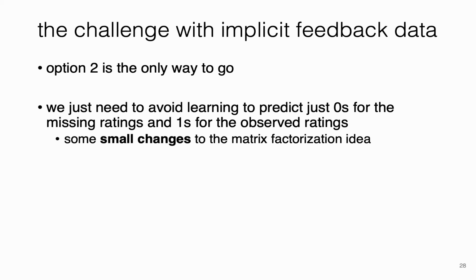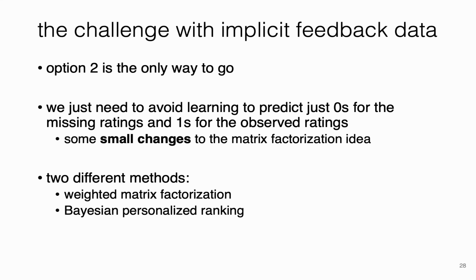Among the two options, the second seems to be the only way to go. Let's try to directly address its shortcoming. We should avoid learning to predict just zeros for the missing ratings and ones for the observed ratings. There are some small changes necessary to the matrix factorization idea. Basically, there are two different methods for this task: weighted matrix factorization and Bayesian personalized ranking, which we will discuss next.